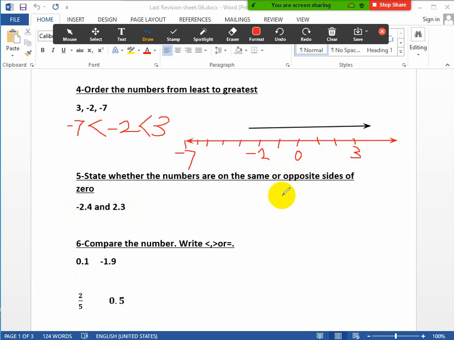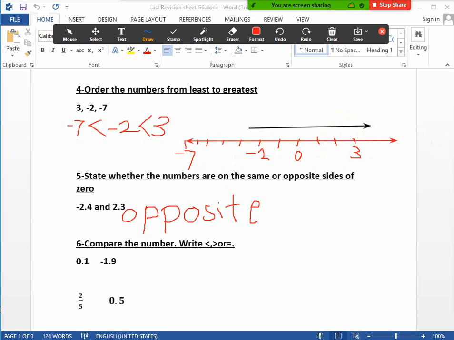Excellent, opposite side. Why? Because one number is negative and the other is positive. That means they are on the opposite sides. If I have two numbers with different signs, they are on the opposite sides. If I have two numbers with the same sign, that means two numbers positive or two numbers negative, so that means on the same side. So those numbers are on the opposite sides.